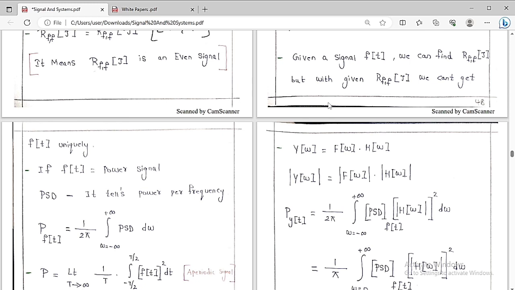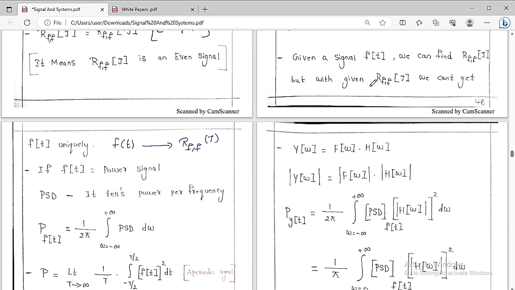Suppose if they give f of t, then you can get the autocorrelation. But if they give the autocorrelation, you cannot get back the f of t uniquely. So we can say that if you know f of t, then you can get the autocorrelation, but if you know the autocorrelation, we cannot get back the f of t in a unique manner. So we can say this is not a unique pair. What is the meaning of this one?